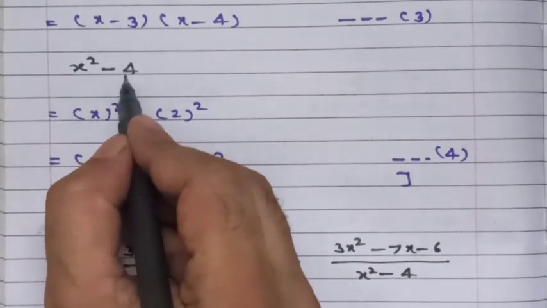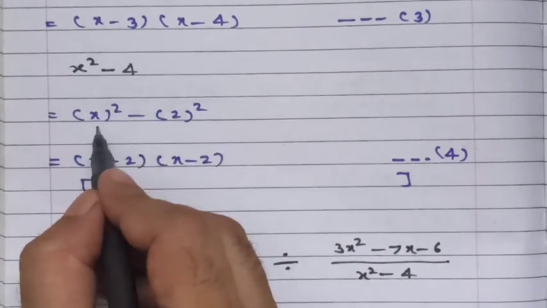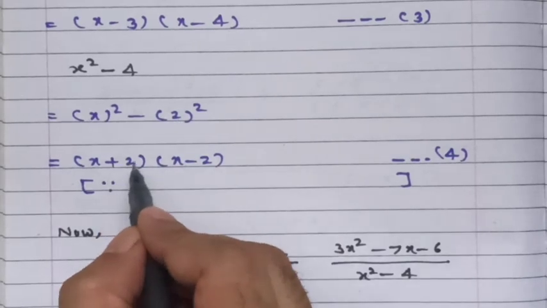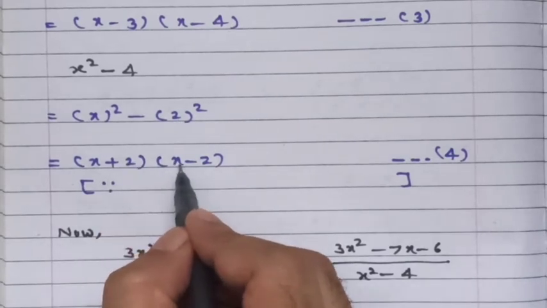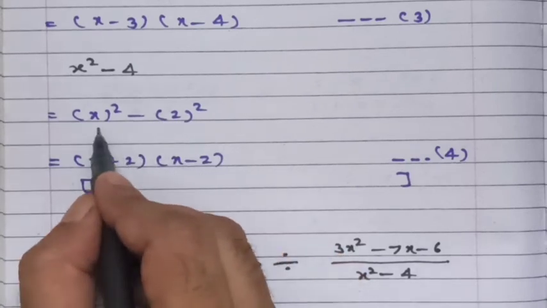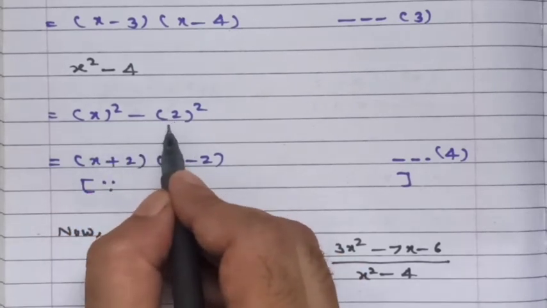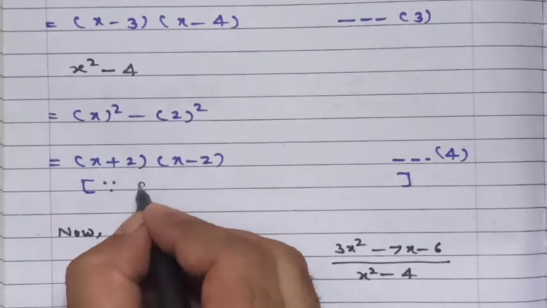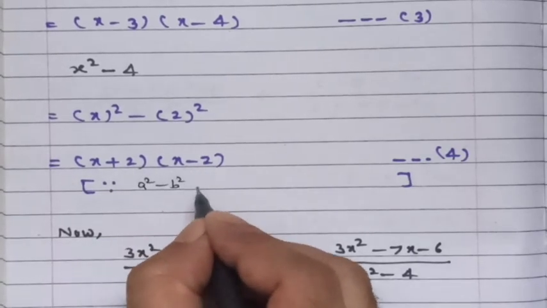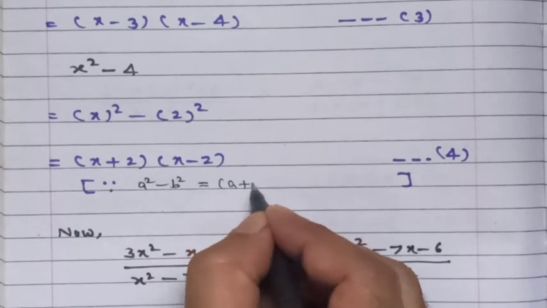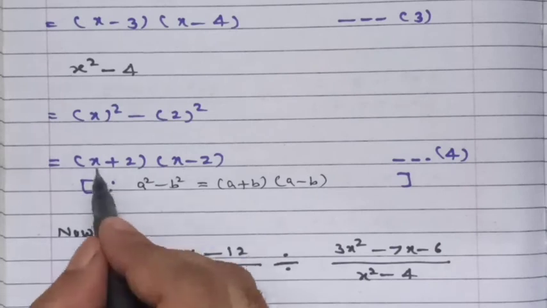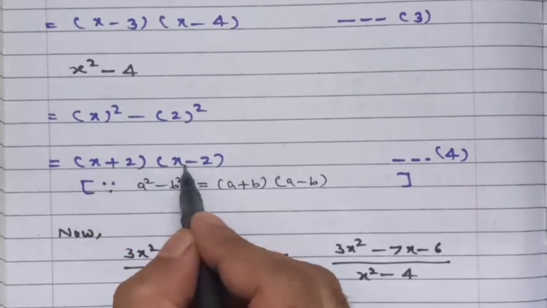Now x square minus 4 can be written as x square minus 2 square, which will be x plus 2, x minus 2, because a square minus b square is equal to a plus b into a minus b. So here x plus 2, x minus 2.